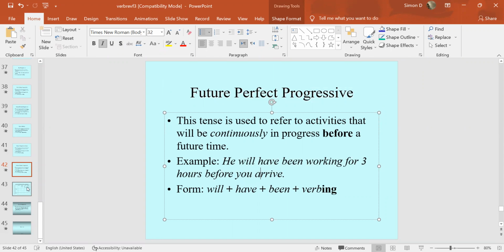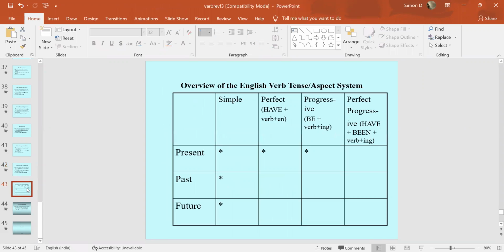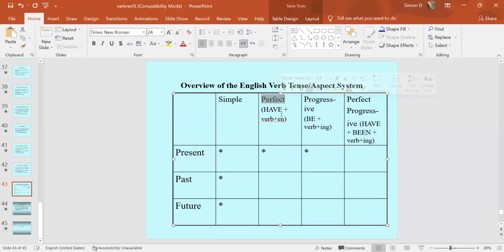Okay, guys, I think we have looked at almost everything. The constructions are given here: perfect, have plus verb. It's given in a table form. You can look at this later.